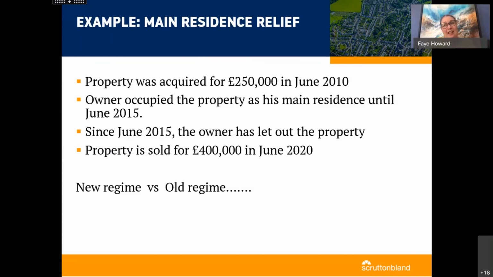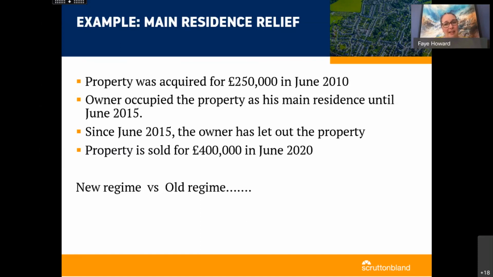But as things currently stand, as far as we're aware, the lettings relief and principal private residence relief changes do take effect from the 6th of April. Now, the finance bill hasn't been passed yet. We haven't heard that there will be any changes to it. We are expecting it to go through as normal, but I guess it's a case of watch this space.